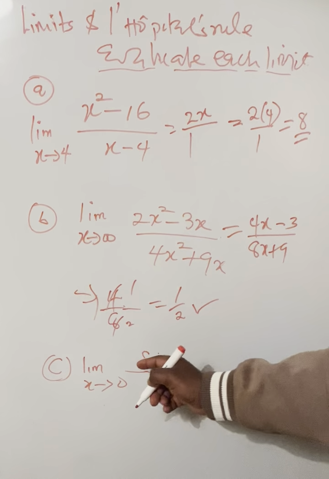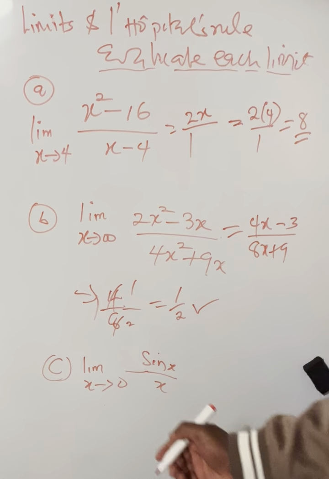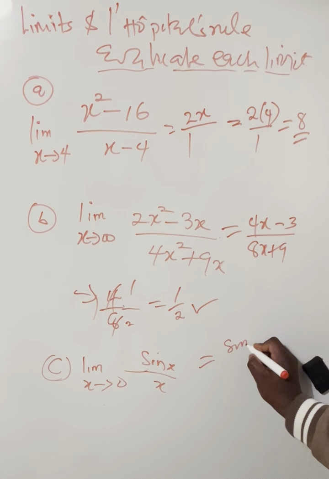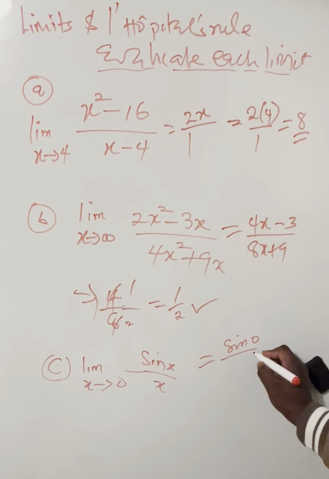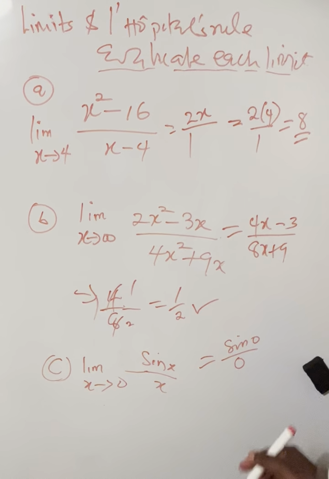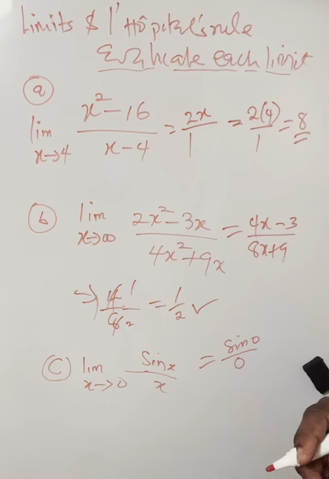So the same thing is going to be applied here. I will check as usual, replacing x with 0. Doing that, I'm going to have sine 0 divided by 0. And this is going to give me an indeterminate value. I'll have 0 over 0, and I wouldn't want that. So for me to get the answer, I will apply L'Hopital's rule.